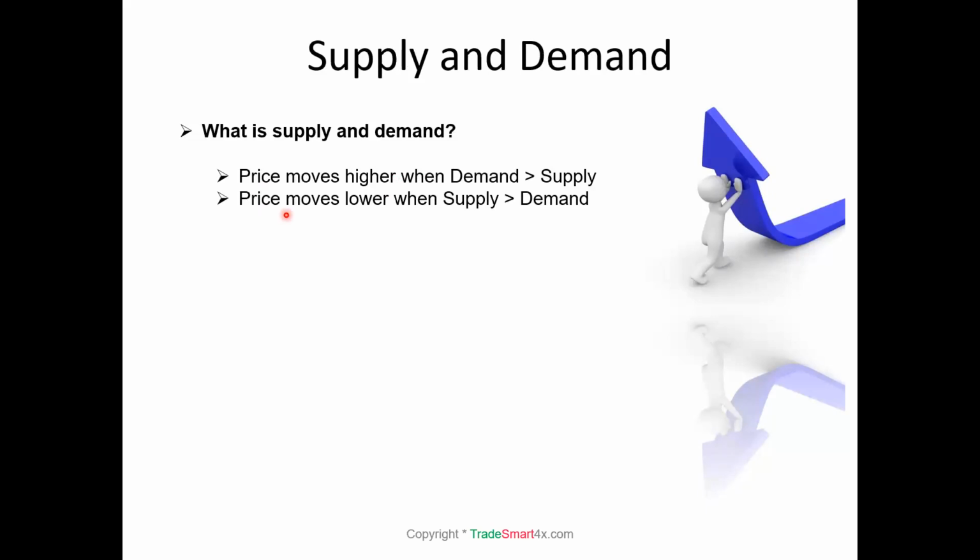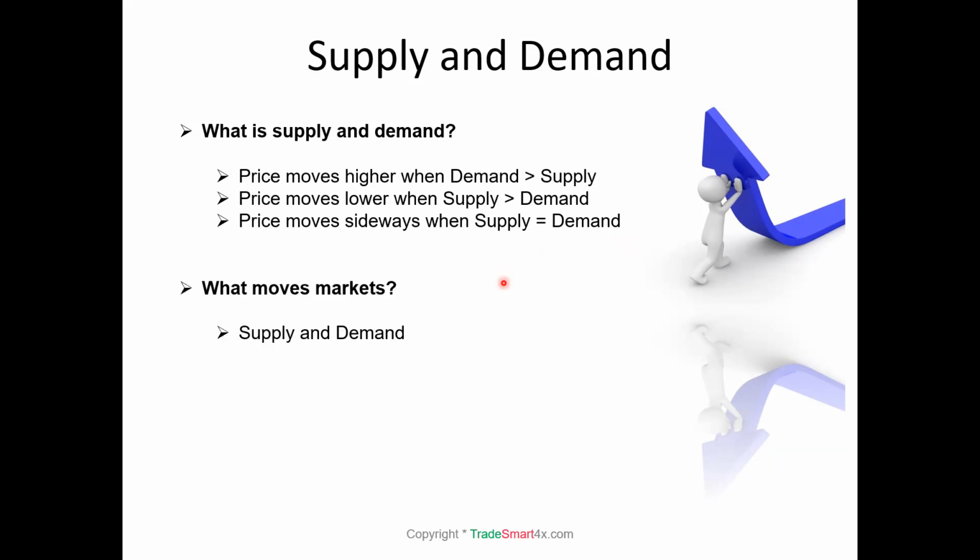And when there's more supply than demand in any market, not just the financial market, it could be the property market, it doesn't make any difference, price will always drop. And in equilibrium, when prices are moving sideways, that's where supply and demand are in balance. So if we go back to the question, what moves markets? Well, the answer to that question is supply and demand.